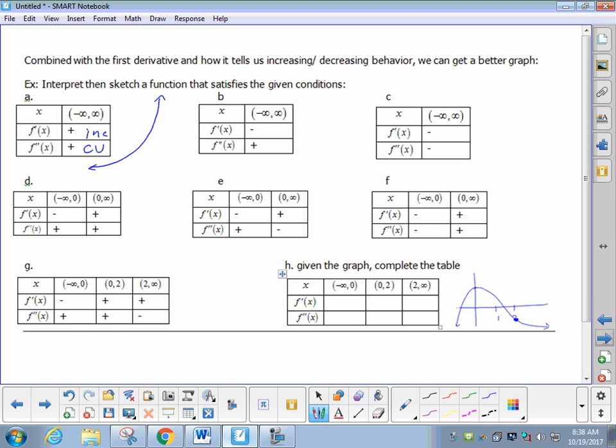Like maybe an e to the x curve. Okay? Try B. Tell me what is, you need to make the connection. What does this tell you? Increasing, decreasing, concave up or down, and then draw.